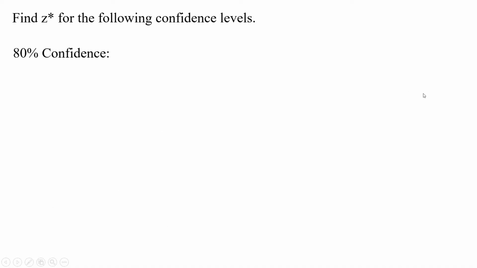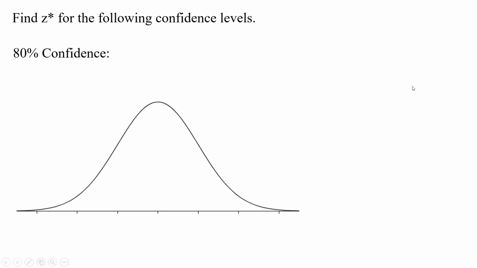Okay, so let's take a look at an example, and I'm going to draw it out for you here so you can get a visual of what a z star is. So let's say we want to be 80% confident. We want to make a confidence interval where we are 80% confident that the parameter value falls in our interval. To get that degree of confidence, we have our standard normal distribution, and 80% means we want the symmetric 80% right in the middle of our distribution.